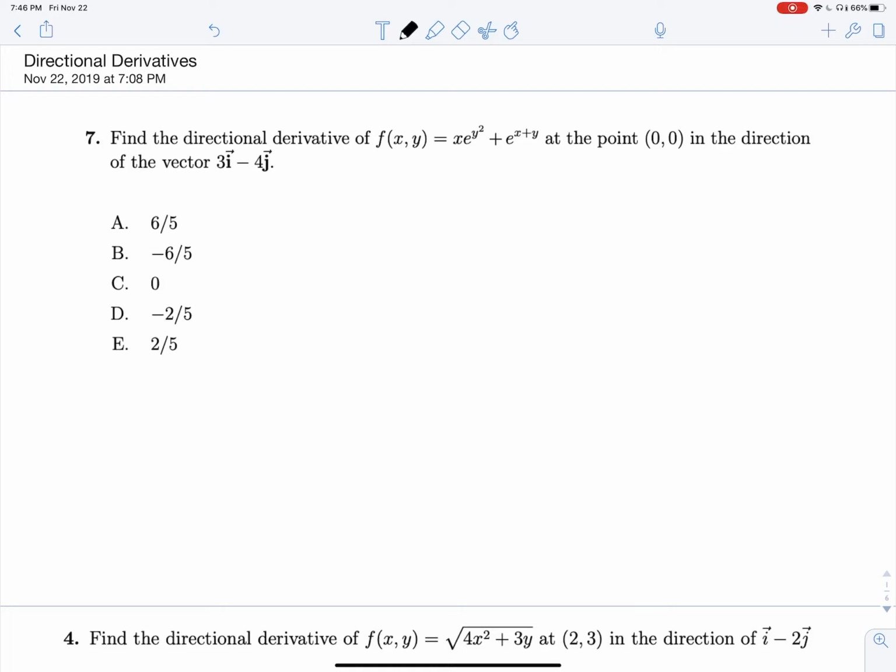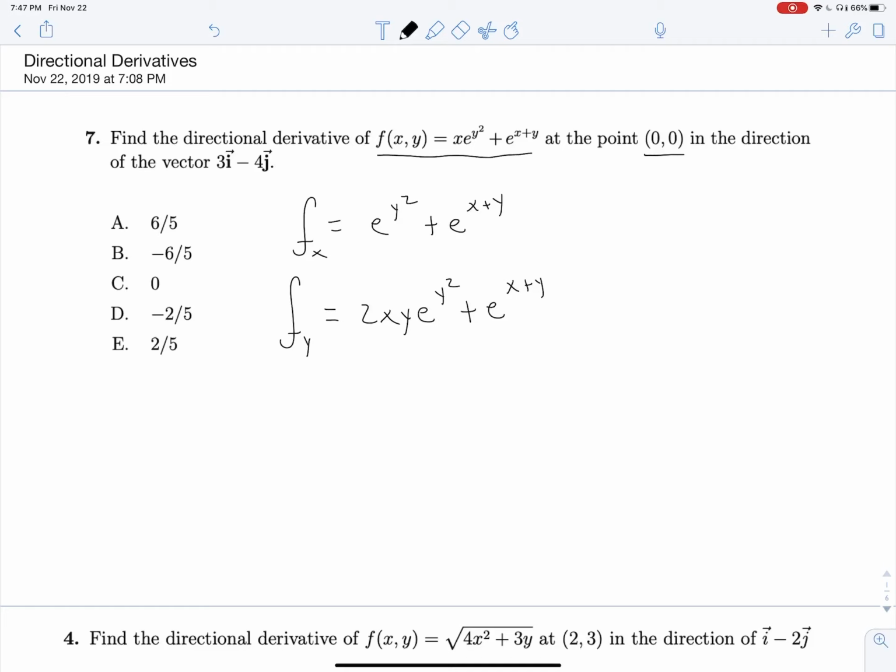and we'll see that a lot of these problems are very, very quick to go through once you get the general form that they take. So our gradient vector is going to be composed of our partial derivative with respect to x and our partial derivative with respect to y. So let's find those. Well, fx is going to be e to the y squared plus e to the x plus y, and fy is going to be 2xy e to the y squared plus e to the x plus e to the x plus y.